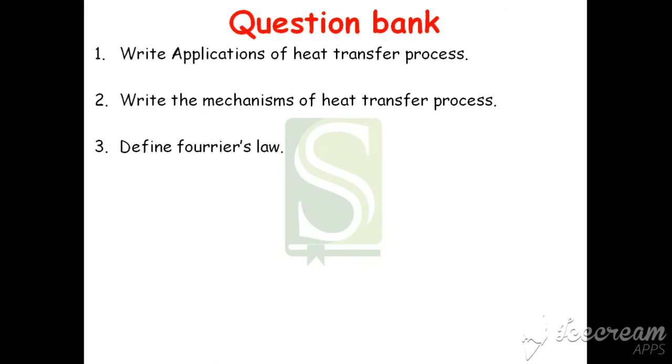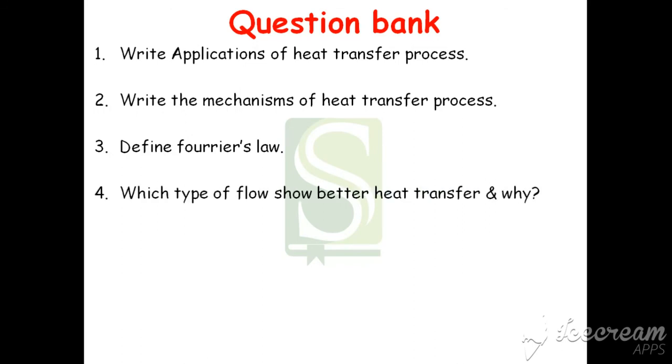The third question will be to define Fourier's law. This is a very favorite and important question. Here you have to say that Fourier's law tells us that the rate of heat transfer is directly proportional to the area, directly proportional to the temperature drop, and inversely proportional to the path length through which the heat has to travel. The next question is very typical: what type of flow shows better heat transfer and why? We have just performed the whole experiment to prove that the overall heat transfer coefficient of counter current flow is the best, and hence that type of flow will show a good rate of heat transfer.